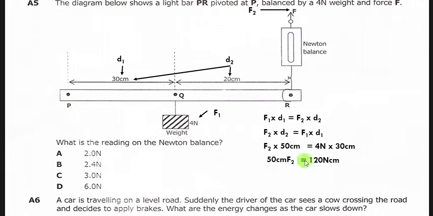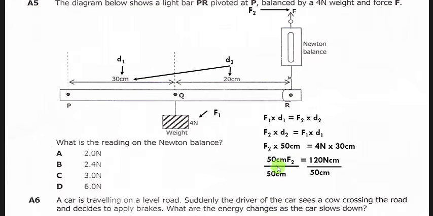F2 equals, then this times this, it will give you 140 Newton centimeters. So 4 times 30, 120. Then you write N centimeters afterwards. Then you want to know what F2 is, so you divide by 50. Then here you divide by also 50.